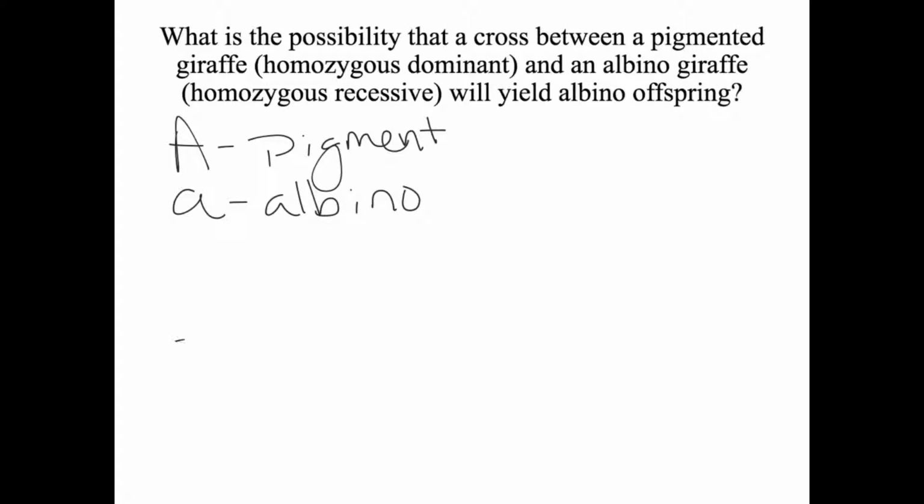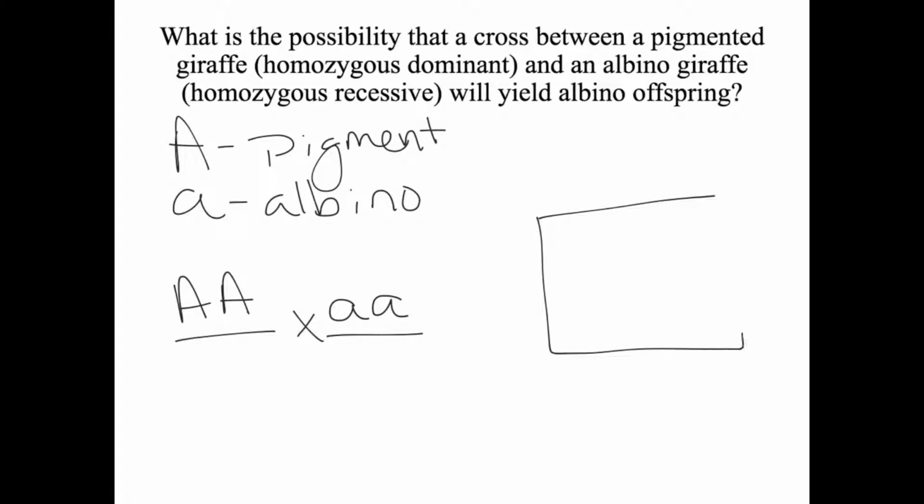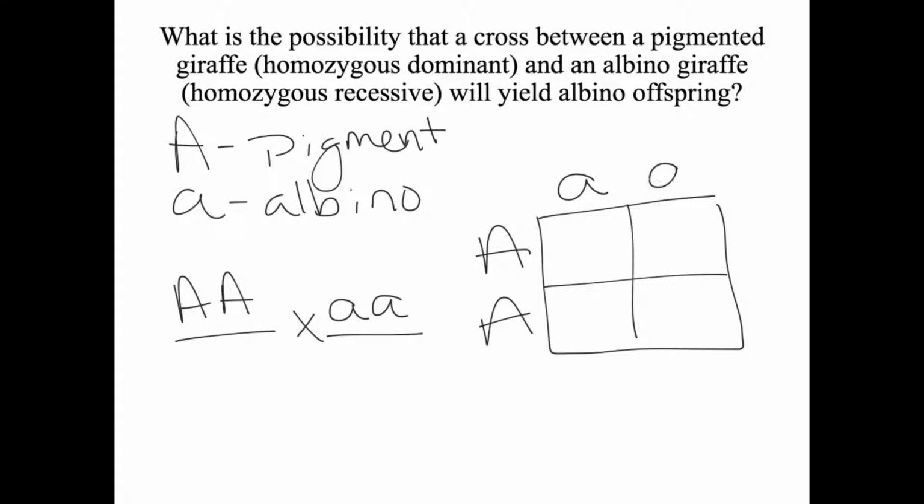And so our parents, we set up our cross, we have a homozygous dominant giraffe, big A, big A, crossed with an albino giraffe. And the only way to see the albino allele show up is to have two copies of the recessive, so little a, little a. So put those gametes on our Punnett square. First parent is big A, big A, second parent is little a, little a.